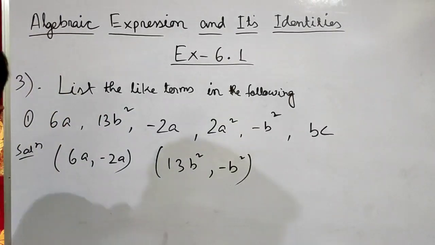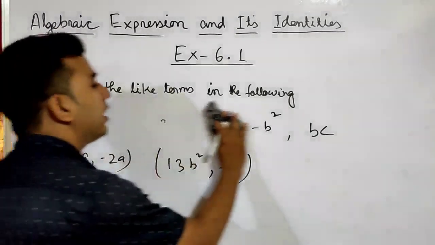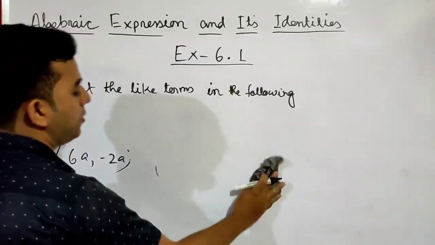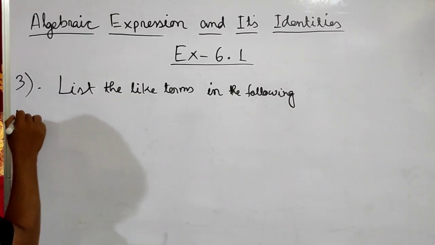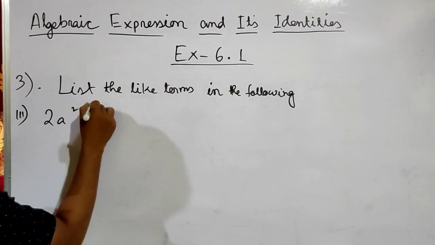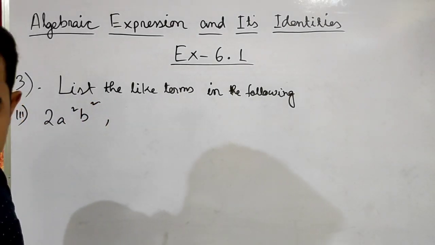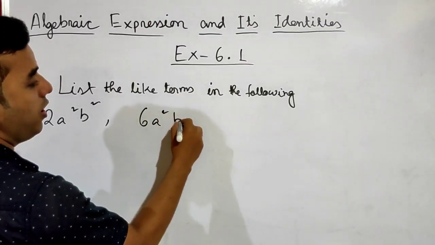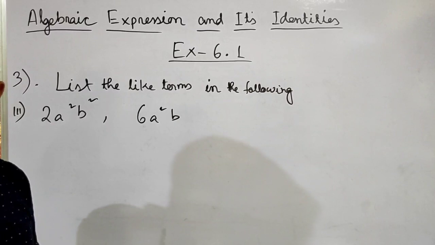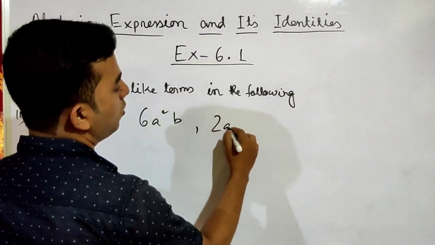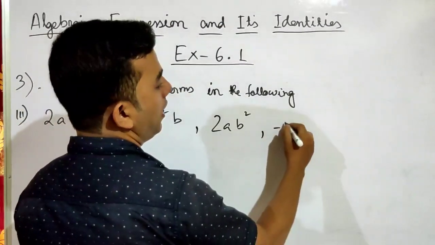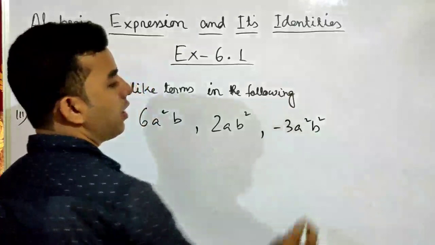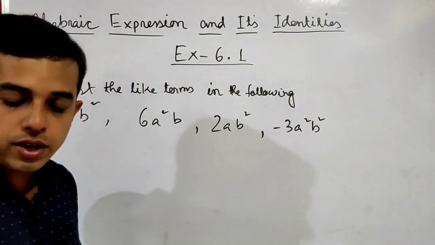Okay, we'll be solving the third one. Clear? Number three: 2a square b square, next is 6a square b, next is 2ab square, next is minus 3a square b square, next one is 7a square b square.